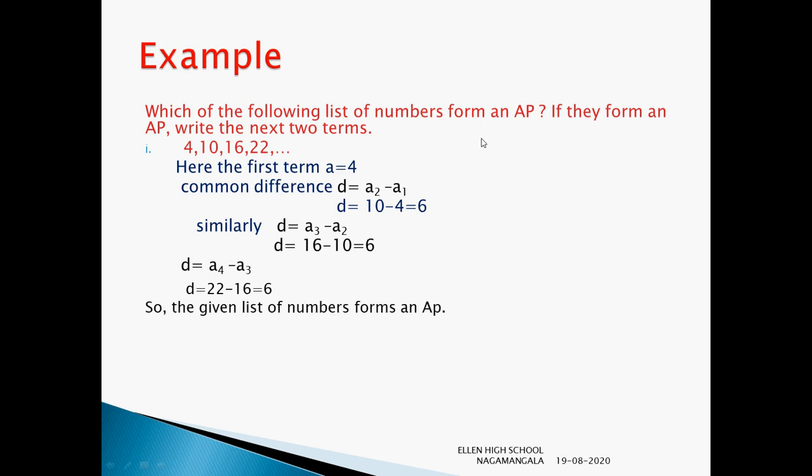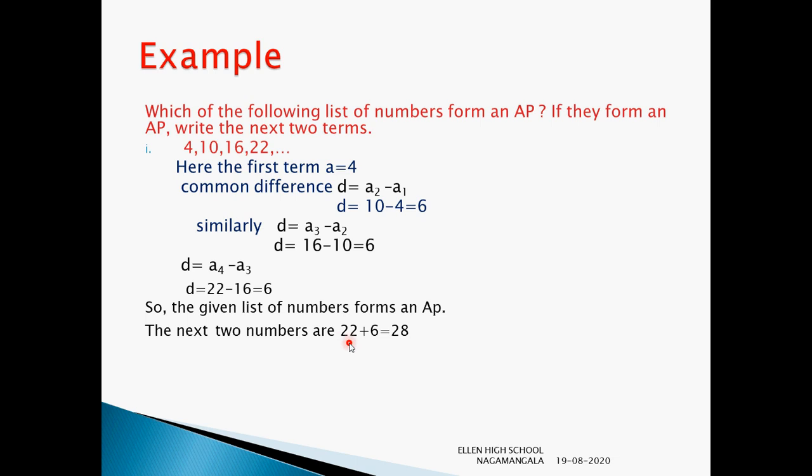Then they are also asking us to write the next two terms. How do we have to find the next two terms? See here, they are given up to 4 terms. So we have to find the fifth term and the sixth term. How can we find them? By adding the common difference to the fourth term, we will get the fifth term. The last term given is 22, and the common difference is 6. So 22 plus 6 we will get 28. This is the next term.